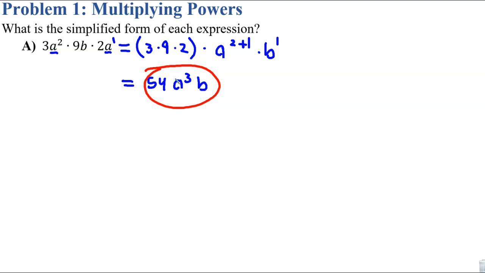Okay, simplified because I've multiplied all the numbers together as much as possible. And for each of the variables, they only show up once now. I have one factor with the a in it, one factor with the b. Okay, that's how we'll know things are simplified.